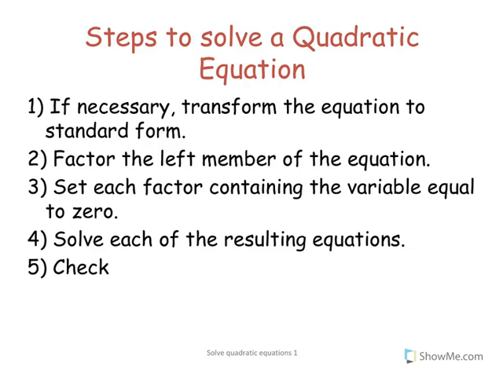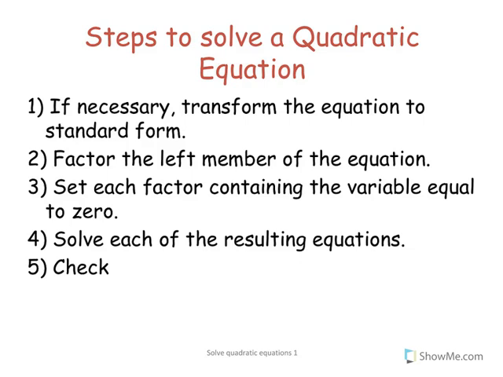All right, so let's go over the steps that we're going to take to solve our quadratics by factoring. The first step is, if necessary, transform to standard form. Standard form means it's equal to 0. So we'll work on that a little bit more tomorrow and the next day. Step 2 is factor the left member. That just means the left side. It could be the right side. Generally, we move into the left side, but it could be either side.